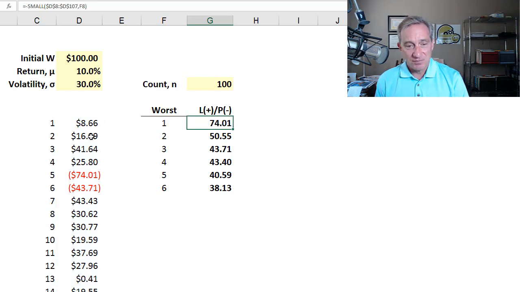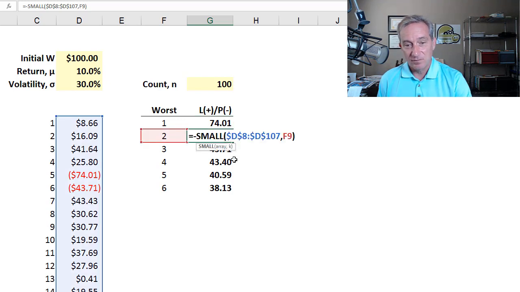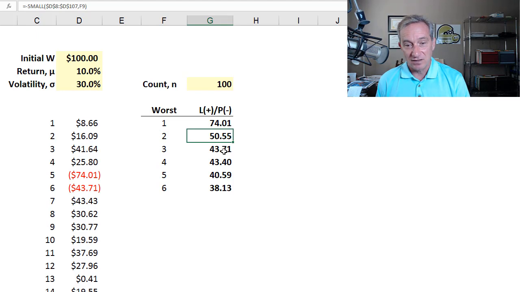So the point here is that I have generated 100 series, and my lowest value here, you can actually see it, is negative, a loss of $74.01, or that's mathematically negative 74.01. But when I represent it in the LP, or loss-profit, format, I'm just using the positive value. So my worst loss among these 100 is $74.01, right? So it's a loss off that initial value. My second worst is $50.55, and so on.